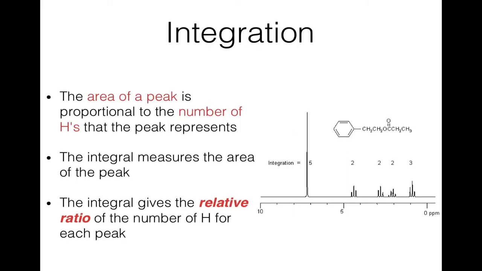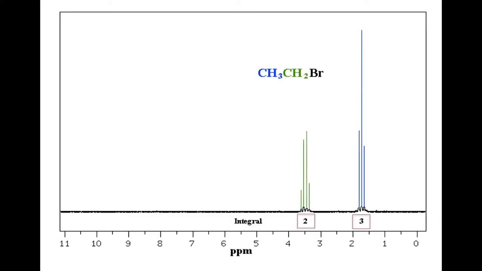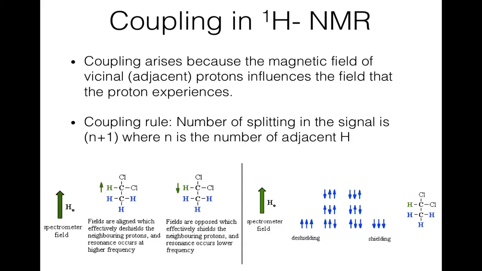From the NMR spectrum, the relative number of protons can also be determined. The area under the NMR resonance is proportional to the number of hydrogens which that resonance represents. The ratio of the integration values is equal to the ratio of each type of proton in the molecule. For example, in the ethyl bromide NMR spectrum, the integration ratio of each type of proton in the molecule is 2 to 3.